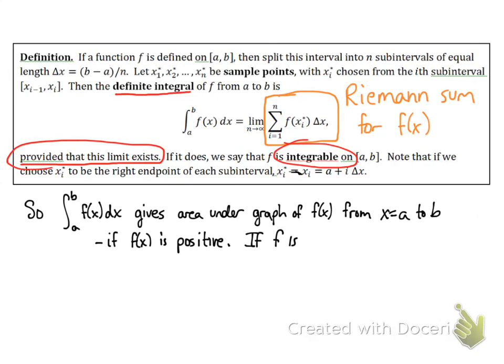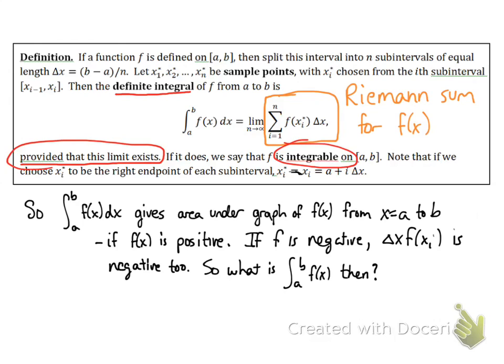But if f of x is negative at some points, then that f of xi thing could be a negative number. So delta x times f of xi isn't positive. It's a negative number. And areas aren't negative, so that's not an area. So what is it?